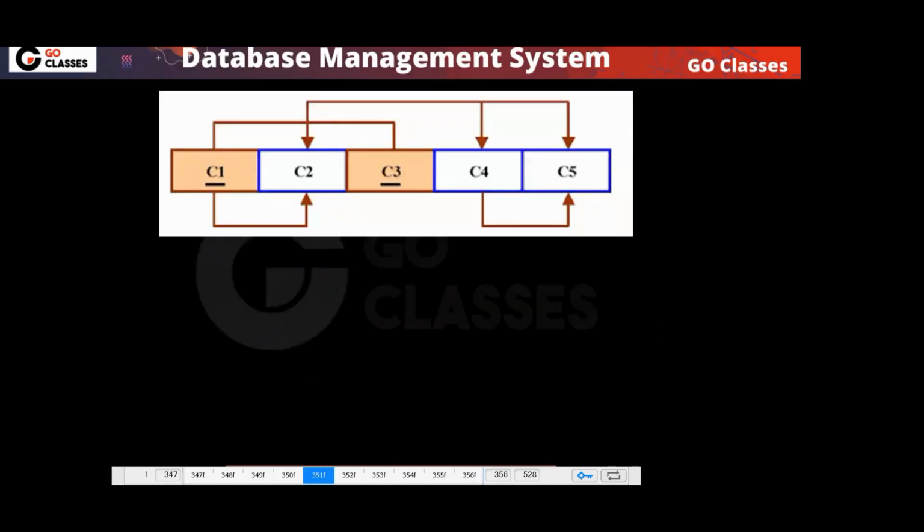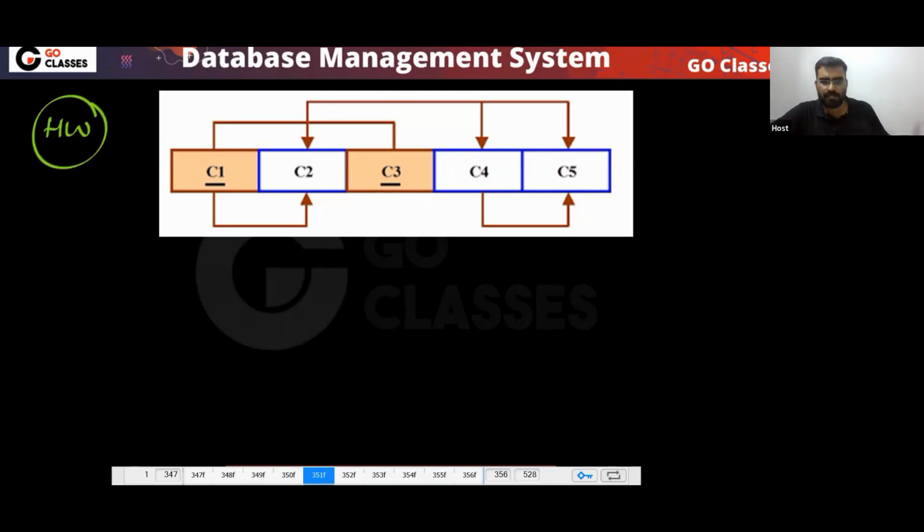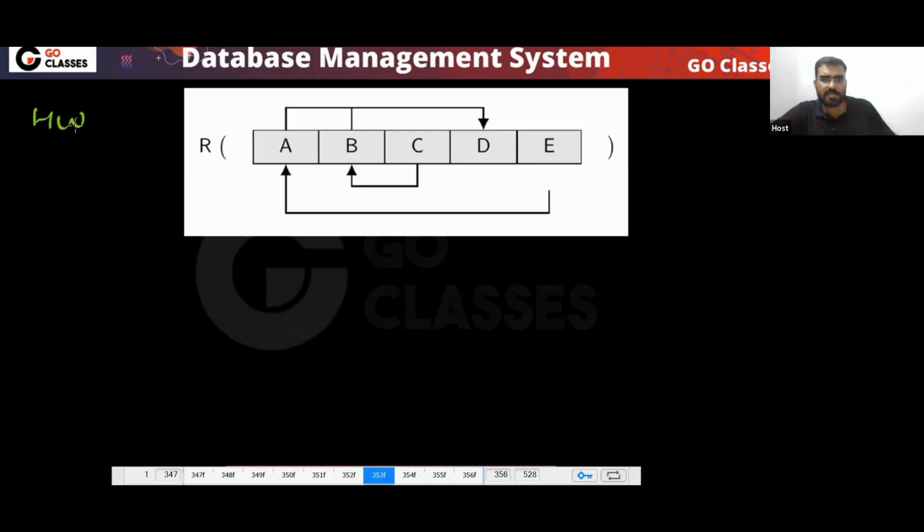What about this one? Is this relation in 3NF? Can I give this as homework? Okay, take this as homework. Let's take this also as homework. Okay, take some questions as homework.